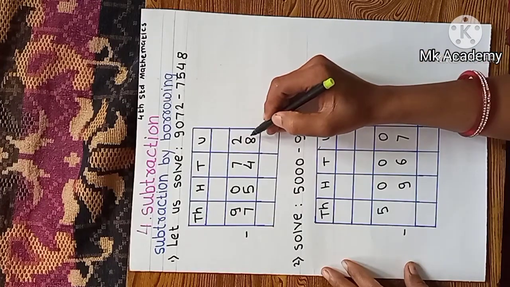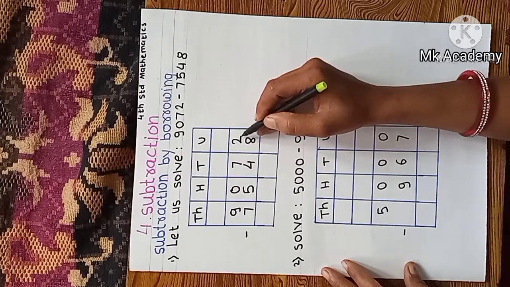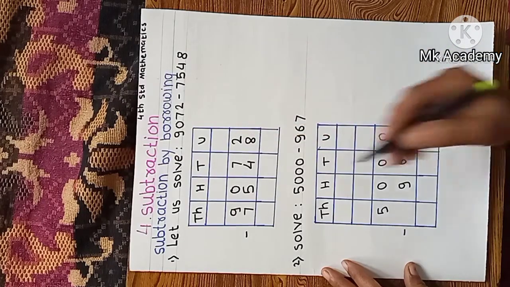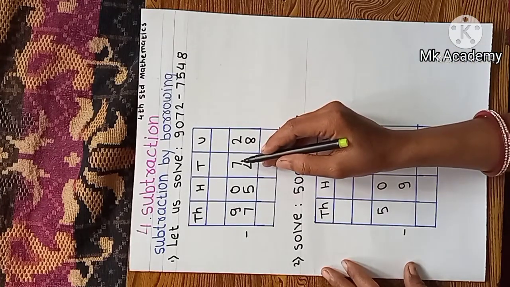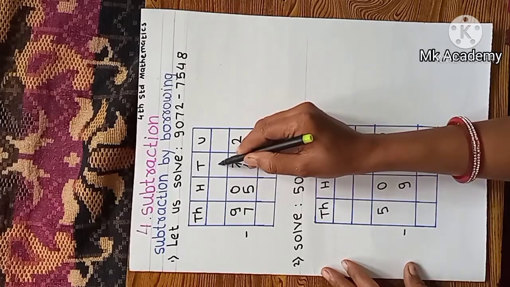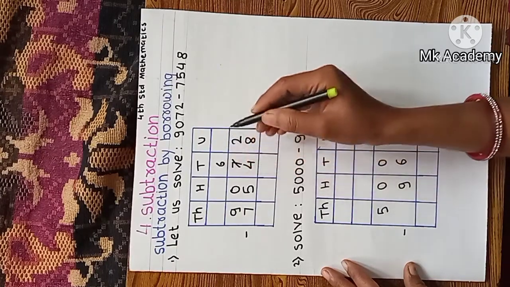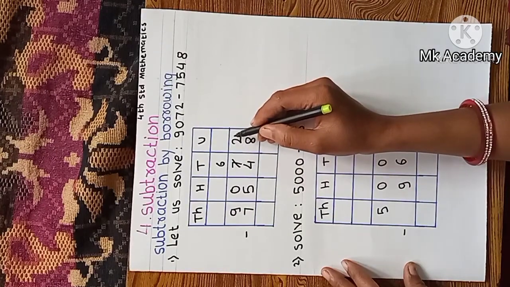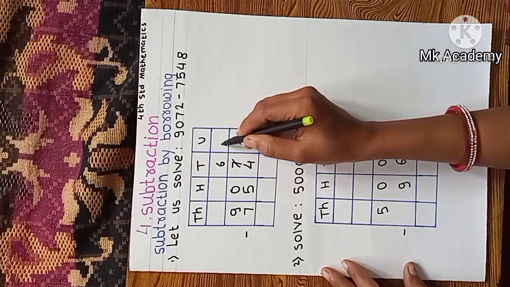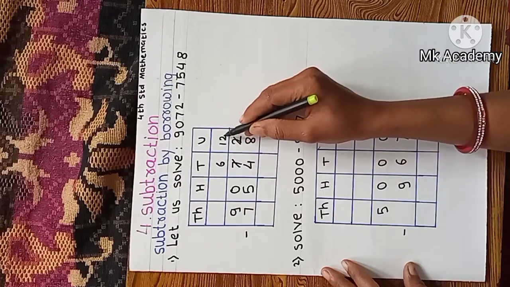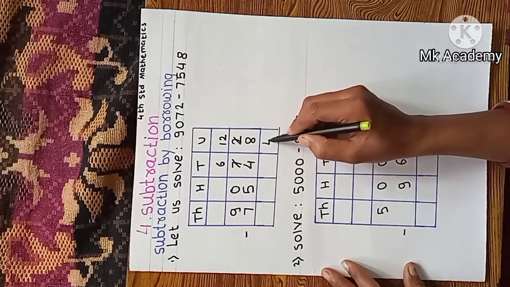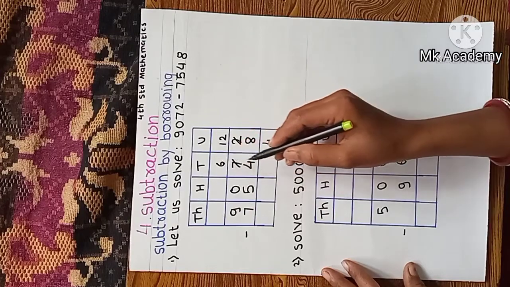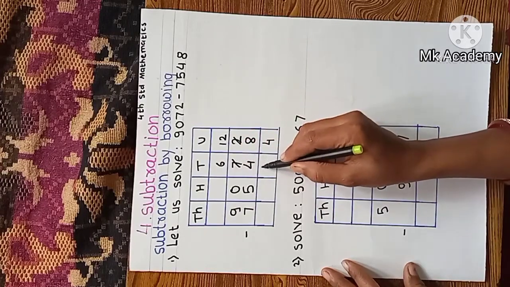Now here 8 units and these are 2 units. We cannot subtract 8 units from 2 units. Therefore we borrow from tens. Here 7 tens. We borrow 1 ten. Then how many tens remaining here? 6 tens. And here 1 ten means 10 units, and these 2 units, 12 units. Now 12 units minus 8 units, how many units remaining? 4. Now 6 tens minus 4 tens, how many tens remaining?